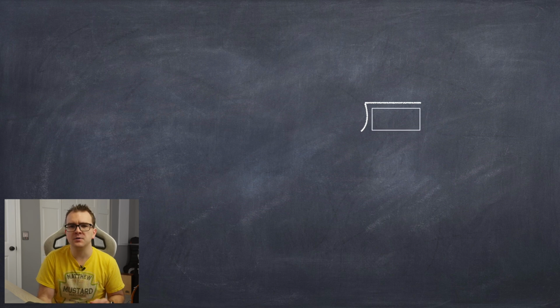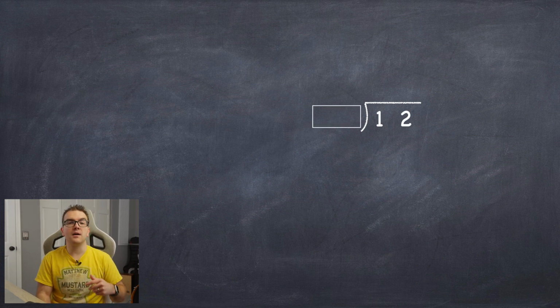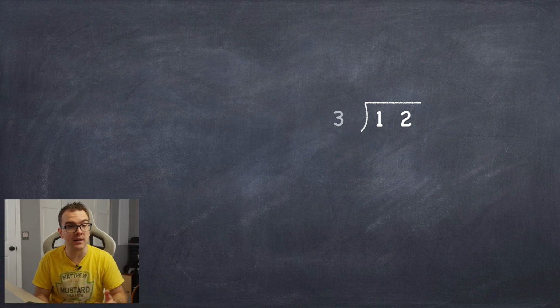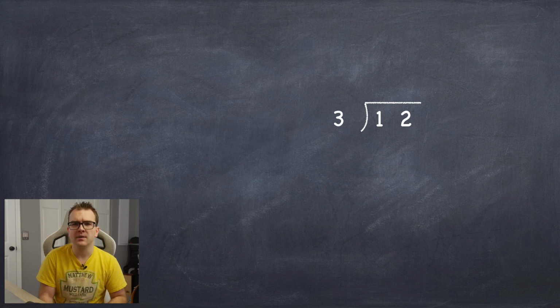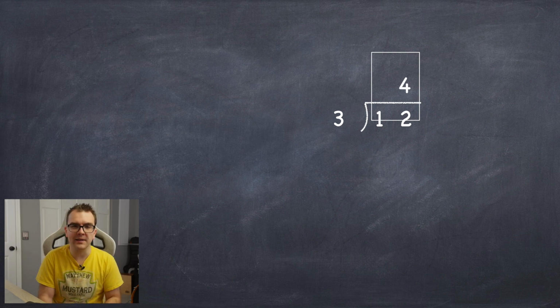In this spot goes what's called our dividend, or number we want to break down. In this case, 12 cookies. Now, in this spot goes our divisor, or how many groups we want to break 12 down into. In this case, 3. Now, we're dividing 12 cookies between 3 friends. Now, we already know the answer, or the quotient, which is 4, but where do we put 4? Well, we put it here, right above the 2 specifically.